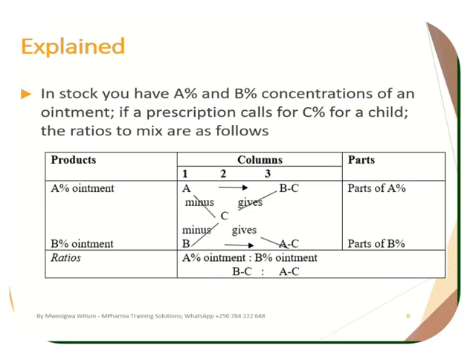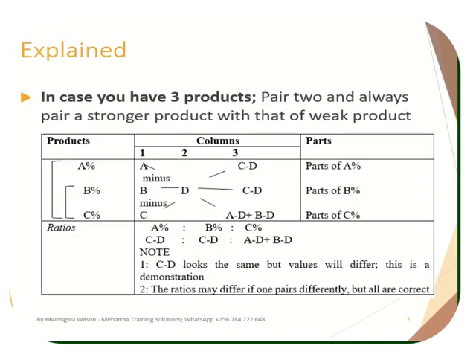So sometimes we have 3 products which are to be mixed here. The ratios are different, but for consistency, it is always advised to pair a stronger product with the weaker product. So in case there are 3, A, B, C, this is how you put them. Remember, you start with the higher, then the lowest one, then also indicate the one which is desired to be prepared in the middle.